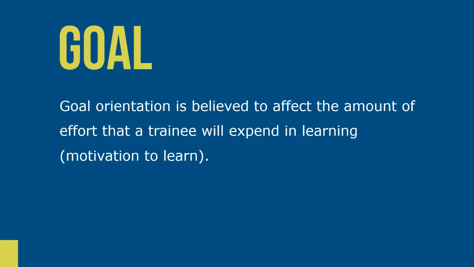Goal orientation is believed to affect the amount of effort a trainee will expend in learning, their motivation to learn. Learners with a high learning orientation will direct greater attention to the task and learn for the sake of learning, as opposed to learners with a performance orientation. Learners with a performance orientation will direct more attention to performing well and less effort to learning. Research has shown that trainees with a learning orientation exert a greater effort to learn and use more complex learning strategies than do trainees with a performance orientation.